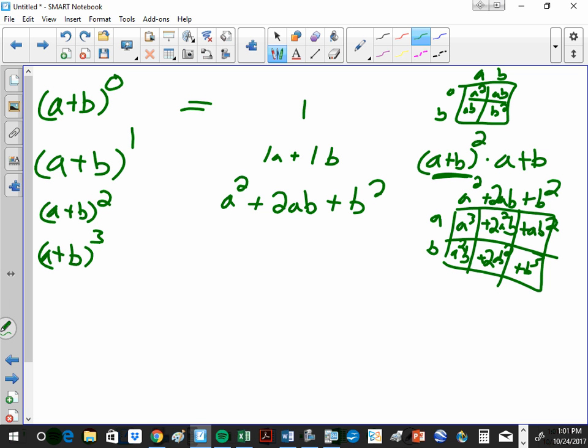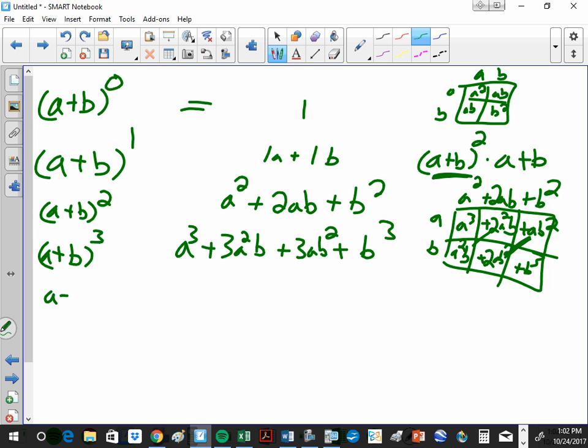And when I write that out, I get a to the third plus, how many a squared b's do I have? Would be these two. So 2a squared, wait, is it 3? Sorry. 3a squared b plus, if you look at those two boxes, I would end up with 3ab squareds plus b to the third. Now I'm flying through this. You're not going to have to do what I'm doing, which I'm just going fast to build it up.